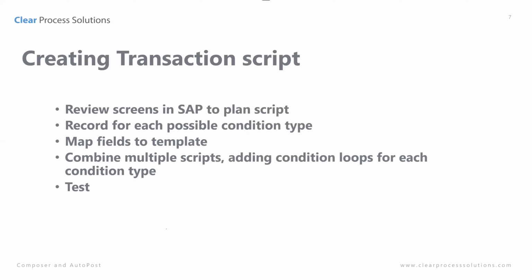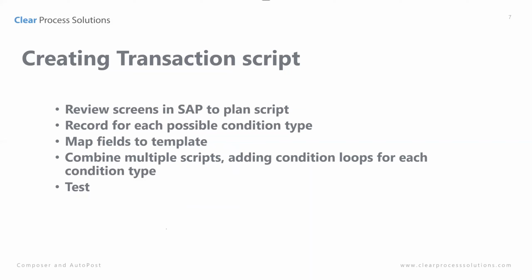The second step is to actually record using what you just found out during that first step. And then we're going to record for each condition type in this case. So we're going to record the script twice and then merge those 2 scripts. You map the fields to the template, from the SAP field to the column in the template. And then, as I said, we're going to combine the scripts, adding conditions to determine which part of the script to use, or which screens to use, basically, for which key combinations.